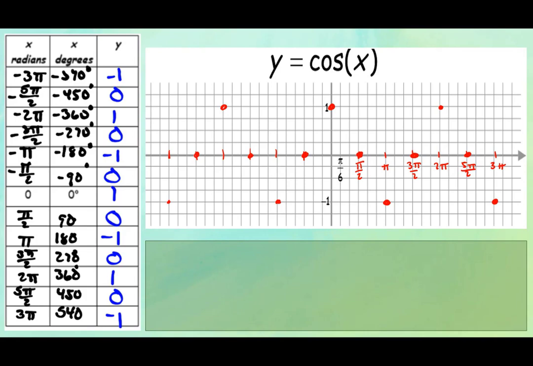Okay, so like sine, for cosine we're going to draw a smooth curve through all of these points. We're not going to do a zigzag like this. I can't tell you how many times I see zigzags. Smooth curve. So we're going to start here. We're going to go up and down, up and down. Beautiful. Okay, so this is cosine.